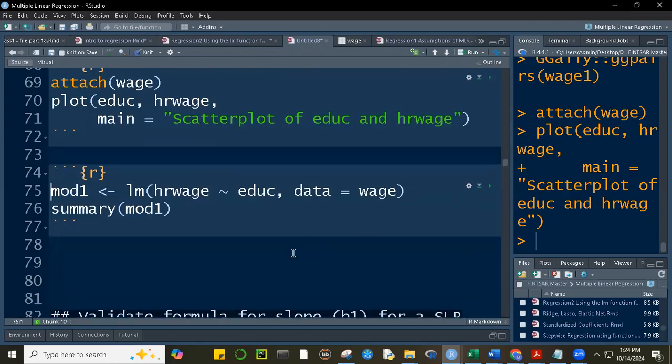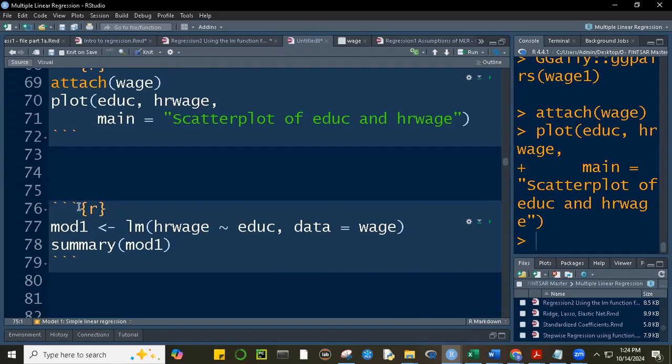All right, so let's now create this model. Model 1, lm stands for linear model. This one should be your dependent variable. This tilde means association, the association between hourly wage and education. This is similar to your regression, no? We're regressing hourly wage on education, and then data is equal to wage. Even if you have attached wage here, you still have to write this one, data is equal to wage. Okay, let's run this first, mod 1, control enter.